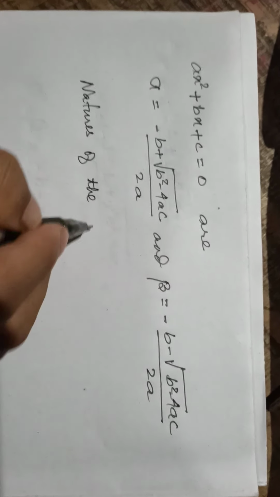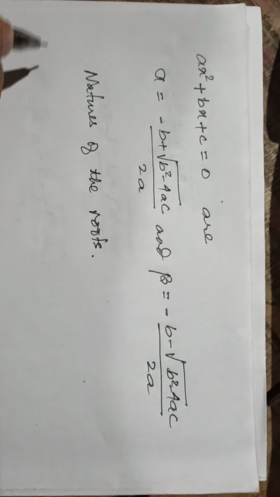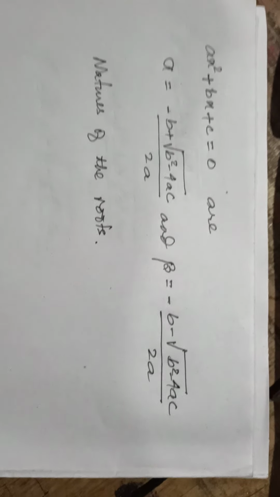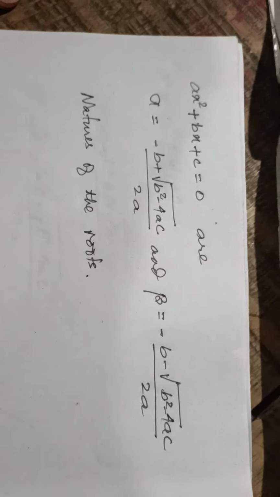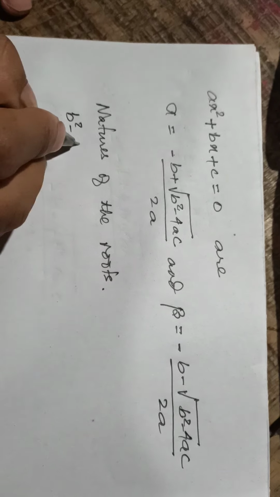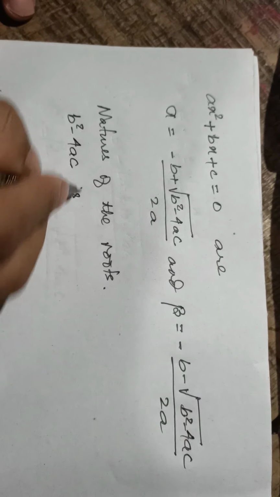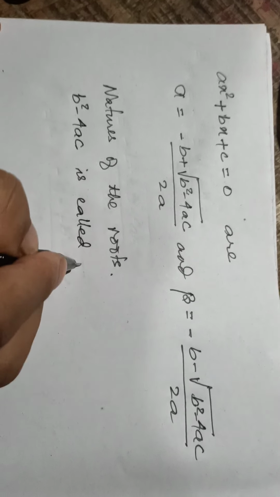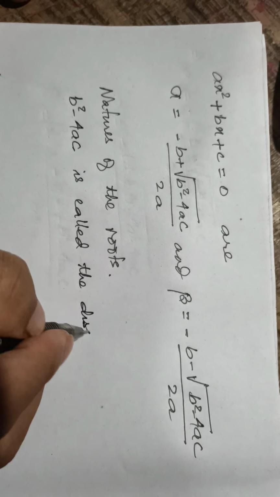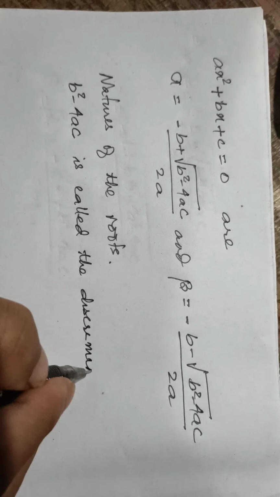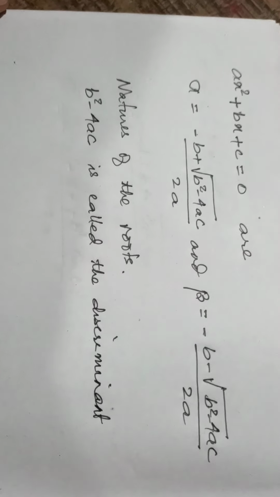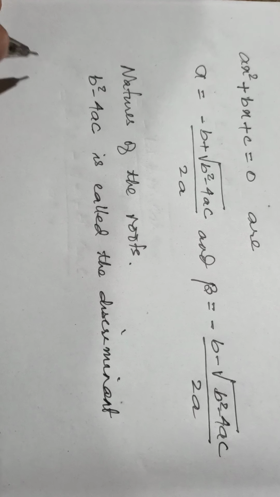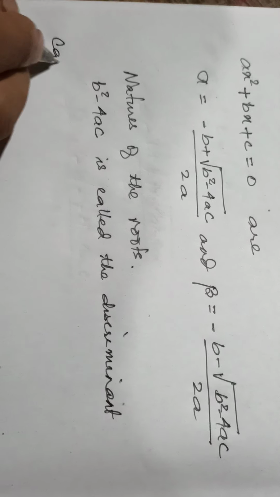Natures of the roots. The nature of the roots depends upon the value of b² − 4ac. Here the quantity b² − 4ac is called the discriminant of the quadratic equation. According to the value of the discriminant b² − 4ac, we may consider the following three distinct cases.